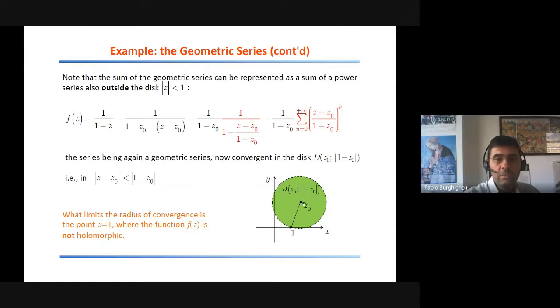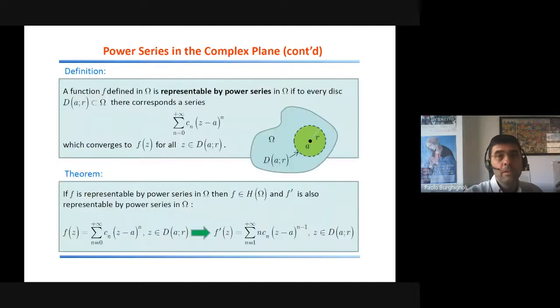So basically, you see that what limits the circle of convergence is the presence of this point 1, where the sum of the series is not holomorphic, and actually it has a singularity, and we will see that this is a pole singularity in the next lesson. So it is possible to obtain many different series which represent the same function in different disks. So we are ready to give a definition.